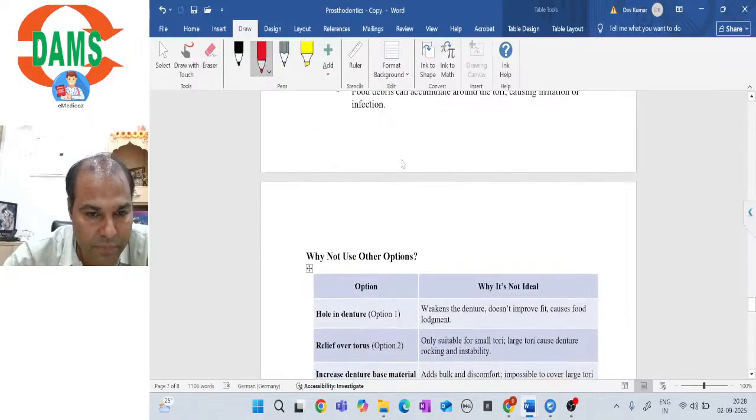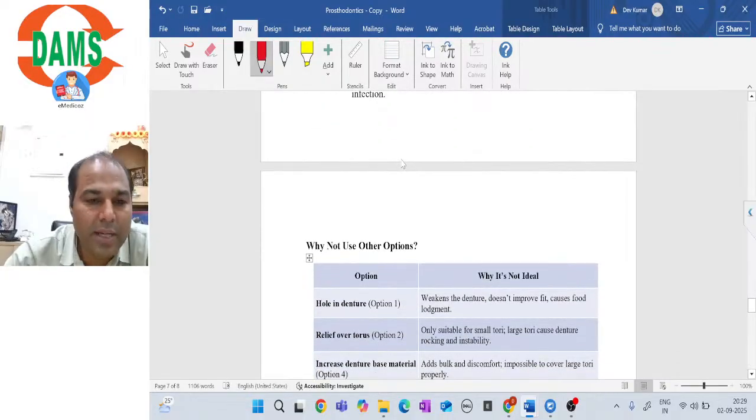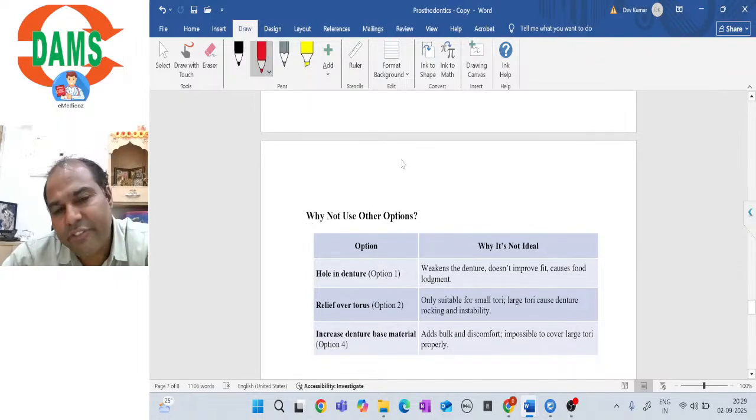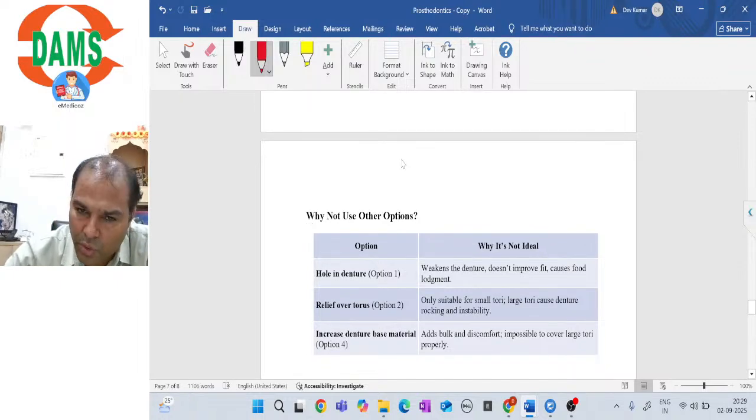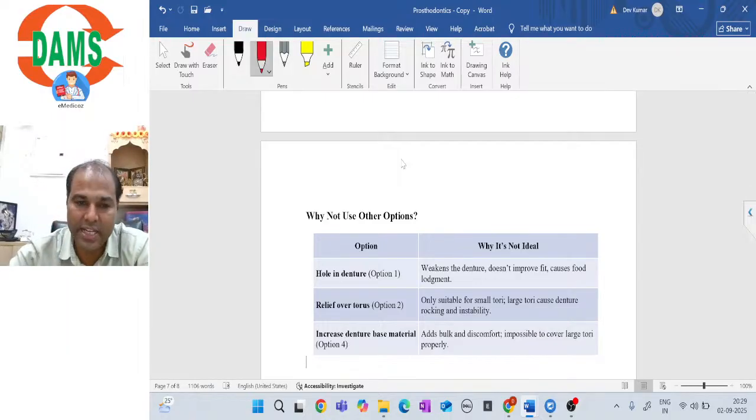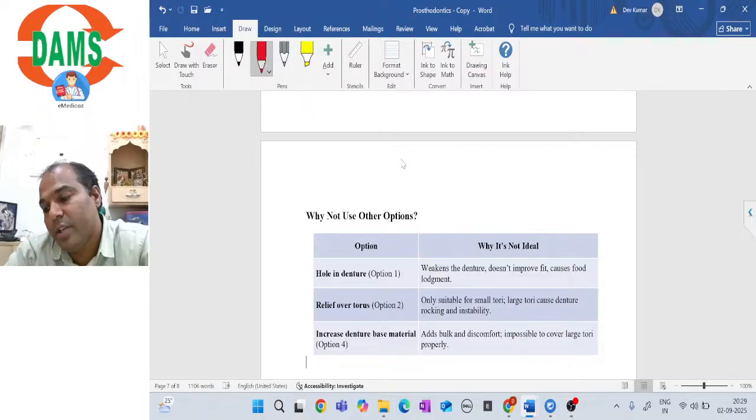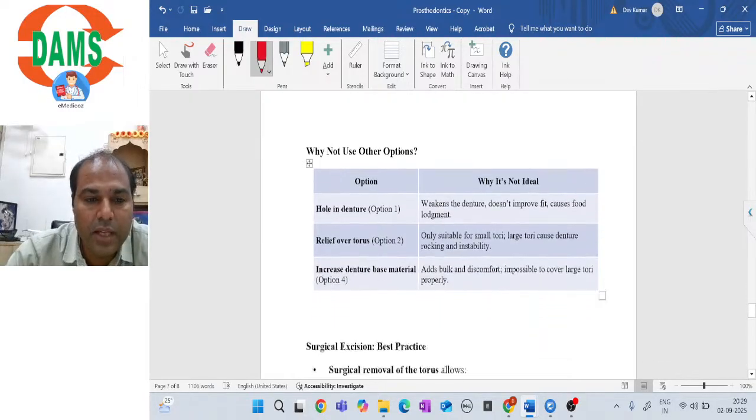ठीक है ठीक है. होल क्यों नहीं बनाते डेंचर में भाई? होल इसलिए नहीं बनाते, डेंचर की फिट में, डेंचर की स्ट्रेंथ में there will be problem, there will be food lodgement. Why don't we give relief? Relief is normally for your small tori. Large tori, if we relieve too much, there will be rocking and instability. Okay, we cannot add more bulk to the denture based material, and it is highly impossible to cover the whole tori, so it will be a problem. So best is remove it surgically. Remove it surgically. Last question.